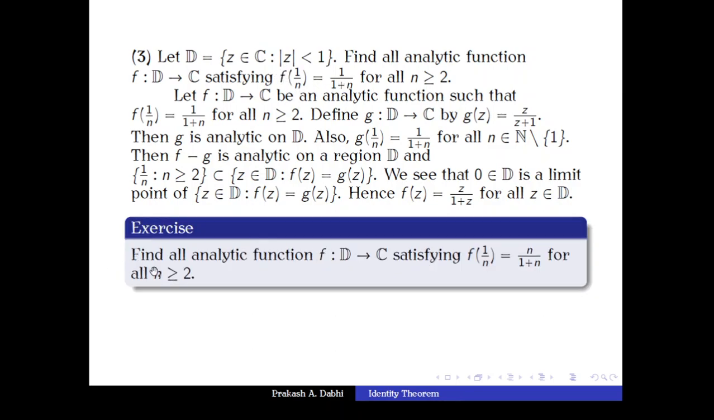Okay, so now I'm giving you an exercise. By the same way, we need to find out all analytic functions f from D to C which satisfy f of 1 by n equals n upon 1 plus n. See, one can again guess the formula for f. F of 1 by n can be written as 1 upon n plus 1. So the function f of z should be 1 upon z plus 1, and by the same way you can complete or you can write the solution of this exercise.